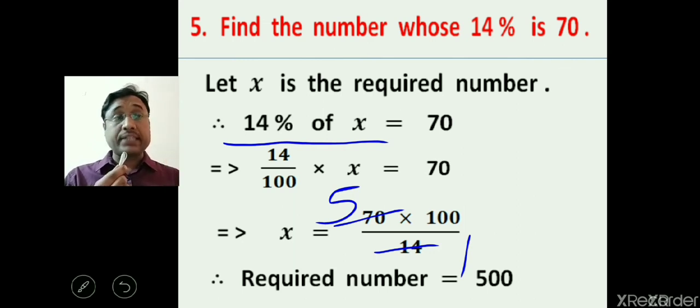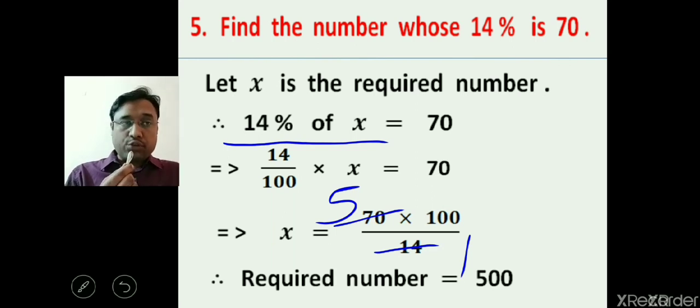You may check the answer also here, that 14% of 500 you find out. So when you will find 14% of 500, that means 14 by 100 into 500 you will do. So it will come 14 into 5 means 70 only. Okay, in mind only you can solve that. 14% of 500 you will find, it will come 70.